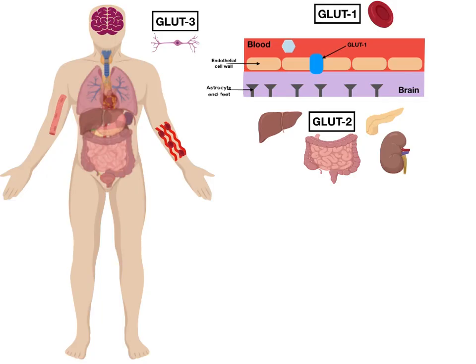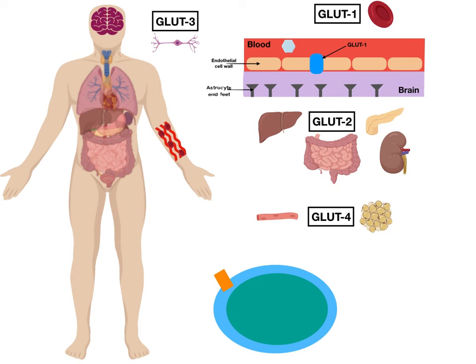GLUT4 is found in skeletal muscle and adipose tissue. It's the only transporter that is insulin dependent. Insulin binds to its receptor on the surface membrane of the target cells. Subsequent signaling pathway induces the insertion of GLUT4 molecules into the plasma membrane. So an increase in insulin results in an increase in glucose uptake by these cells.